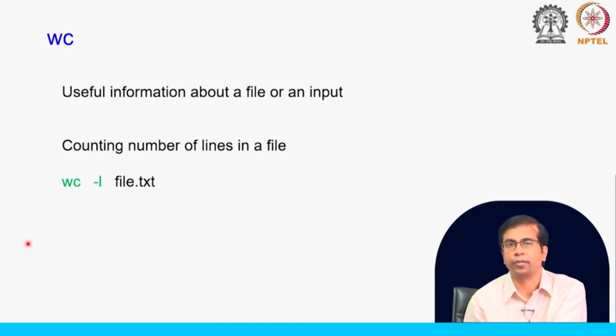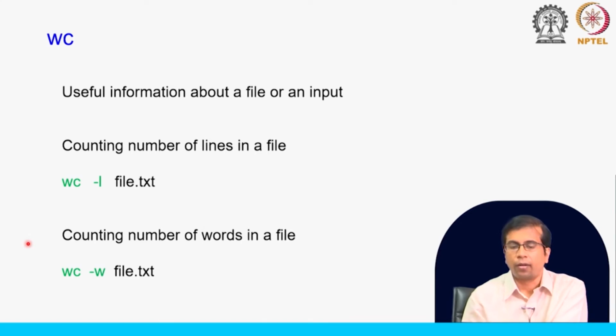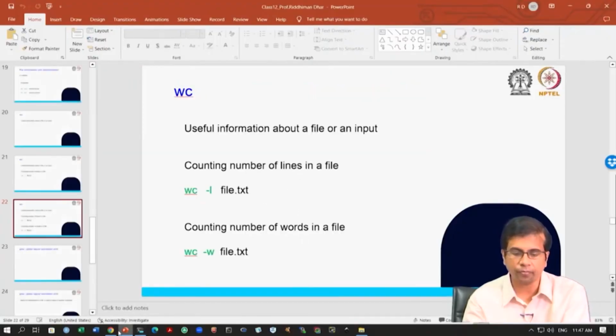So it is wc -l. The option is -l and the file name. Here the file name is file.txt; it could be any file that you want to check. Or you can simply count the number of words in a file. Here is wc -w file.txt. Let us try this in the command line and see what you get from these outputs.